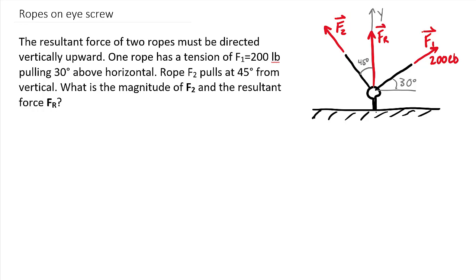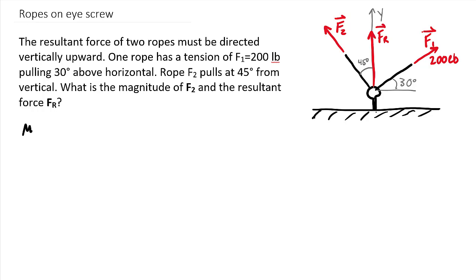One of these ropes, we're going to call that F1, has a 200-pound tension and is pulling 30 degrees from horizontal. The other one has an unknown magnitude force and is pulling 45 degrees from vertical. And we want to find the magnitude here of F2 and also the magnitude of F sub R. Okay, so there's actually two different ways that we can solve this problem. So let's take a look at those two different methods.